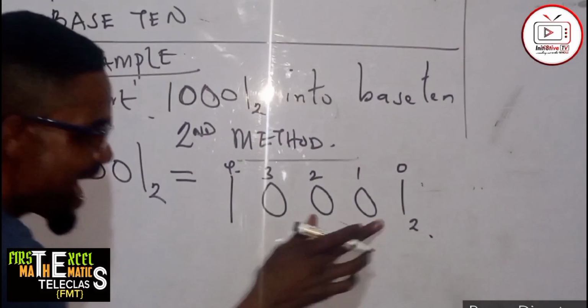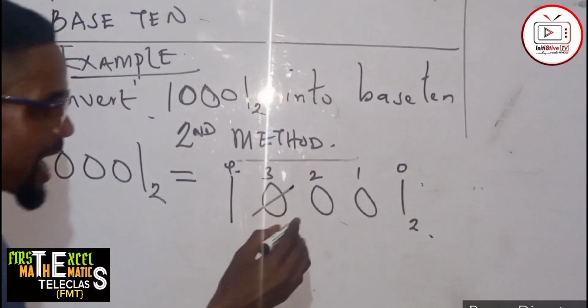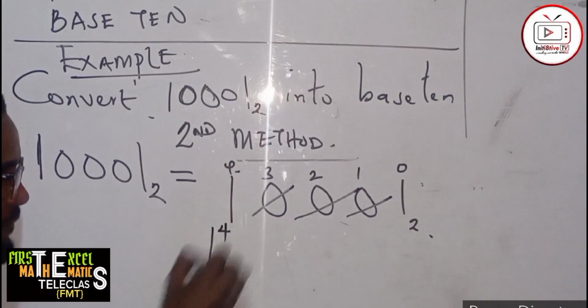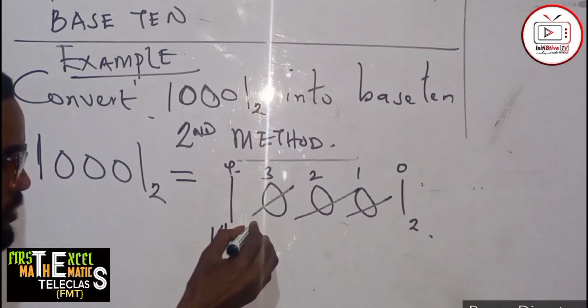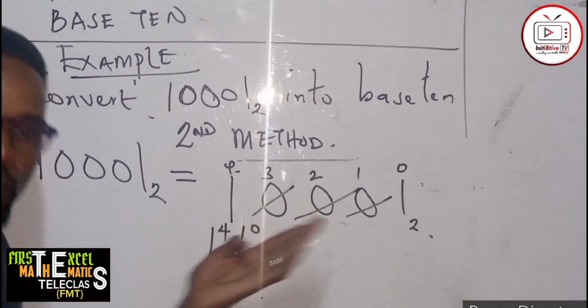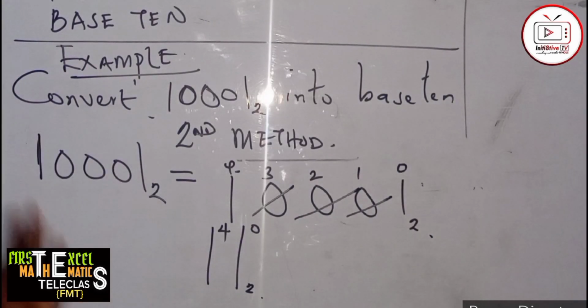This means that anywhere I see 0 in my expression, I cancel out. I cancel out, I cancel out, and I cancel out. Remaining 1 raised to power 4, and I have 1 raised to power 0, base 2. How did I get this? I have canceled out the 0 in my expression.